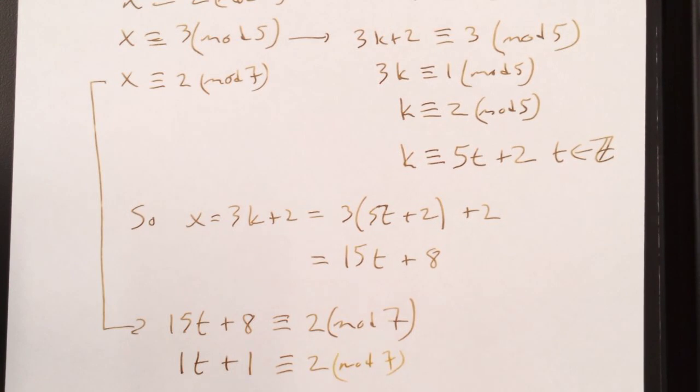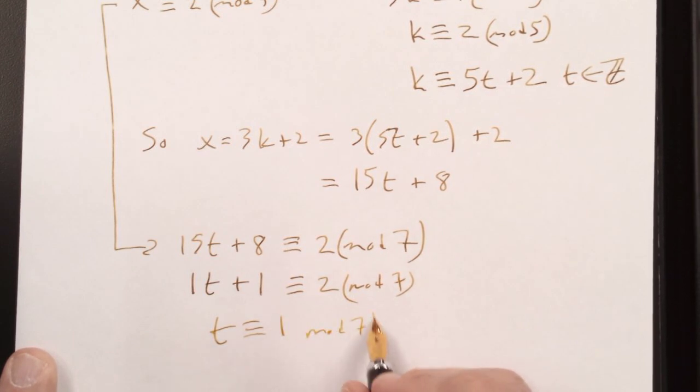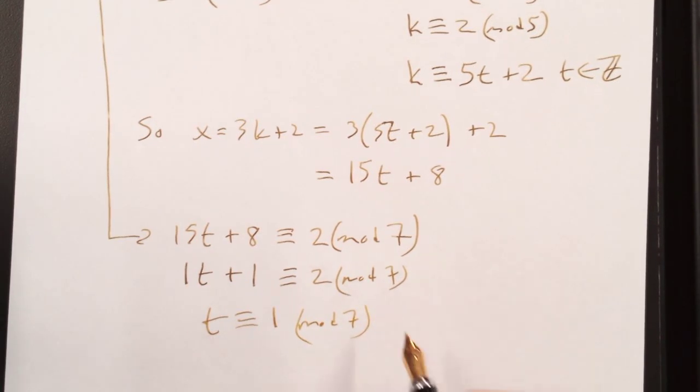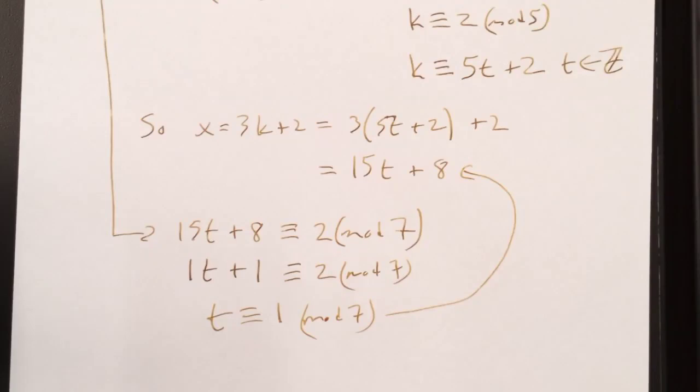Wait a minute. If that's the case, what's t? T's just 1. What's x? 15 times 1 plus 8 is 23. Oof.